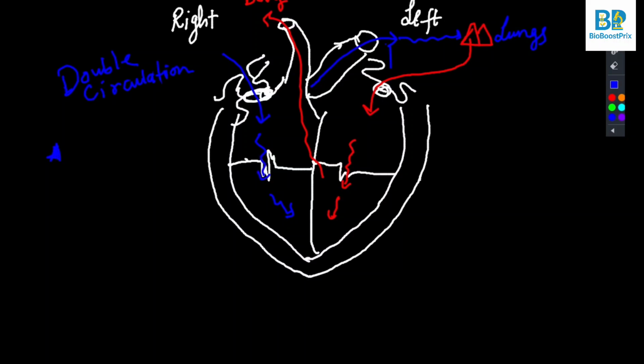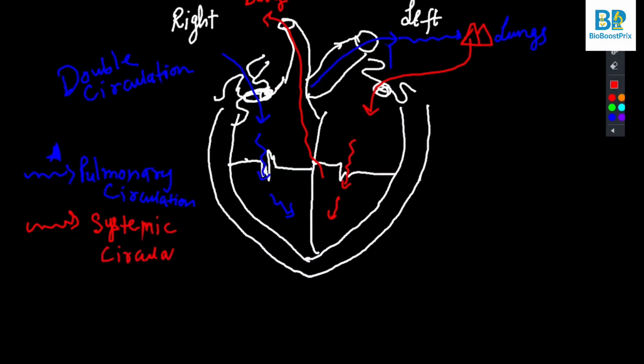So the blue line is indicating pulmonary circulation. Double circulation is categorized into pulmonary and systemic. So the blue line is indicating pulmonary circulation and the red line is indicating systemic circulation. I hope that's clear.